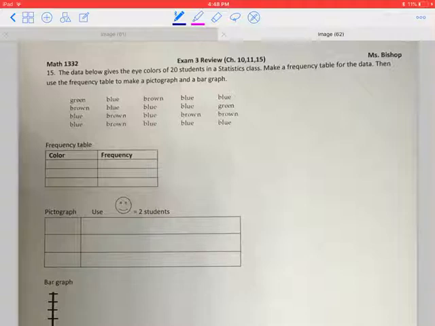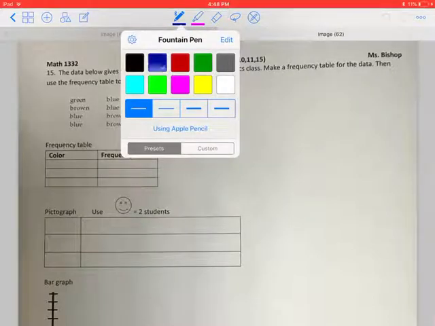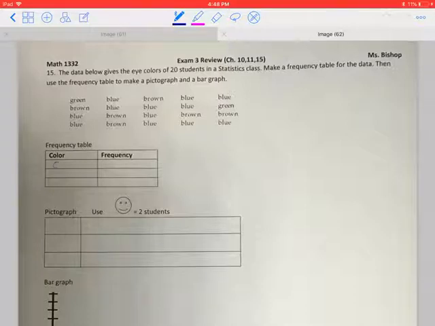Okay, so we've got some different colors. Let's start with green. And I want to go through and find all the green. I'm going to use a green highlighter. Okay, so there's one. And there's one, and I don't see any more, so I'm going to say that there's 2 green.